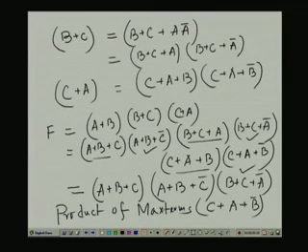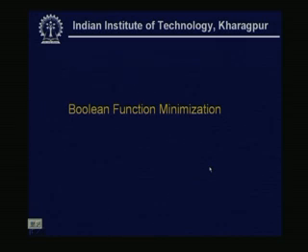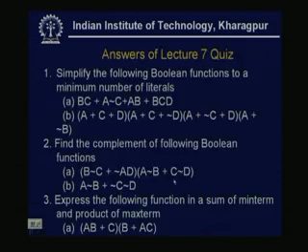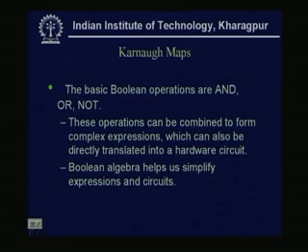Okay. So, we have discussed the answers of the last day's lecture quiz. Now, today we will start today's lecture. As already mentioned, we will see Boolean function minimization today. For that, first we have to discuss Karnaugh maps. Before giving the actual definition, we recapitulate that the basic Boolean operations are AND, OR, NOT. That means our complement, plus and the dot.